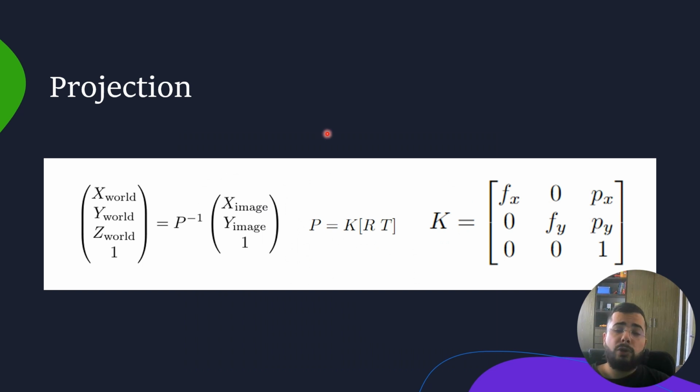To project the YOLO bounding box from a 2D plane in the image into a 3D area in the environment, we could use a projection matrix like the one right here. The projection matrix takes the intrinsic values of the camera and the rotation and translation matrices of the robot to project a point in an image into the 3D world.